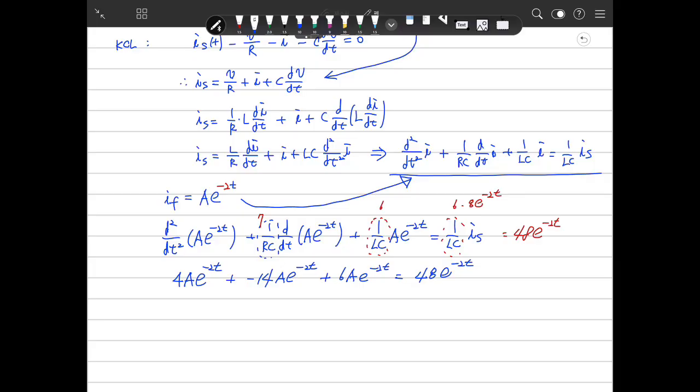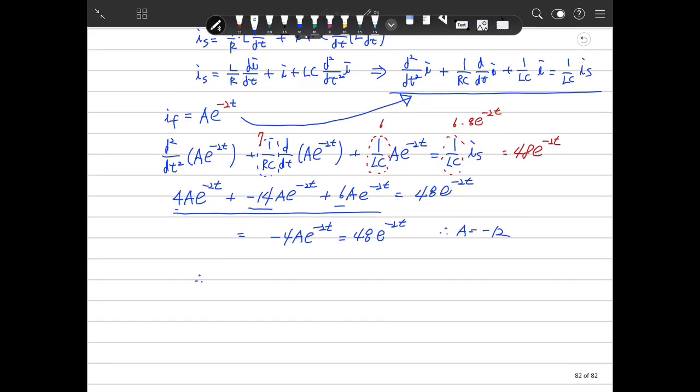So that will be 4 minus 14 plus 6, so minus 4a e^(-2t) will be 48 e^(-2t). Therefore, a will be minus 12. Therefore, i_F(t) will be minus 12 e^(-2t) amperes. This is the forced response, and again, it's very simple.